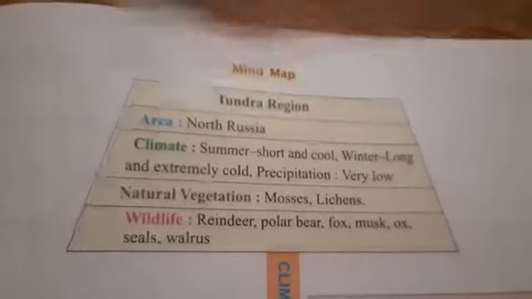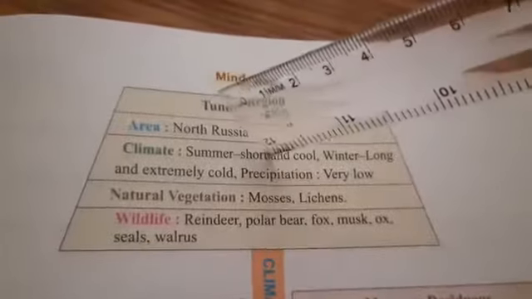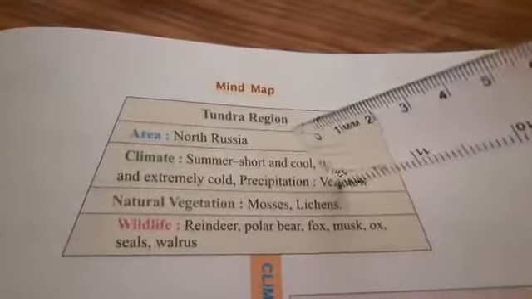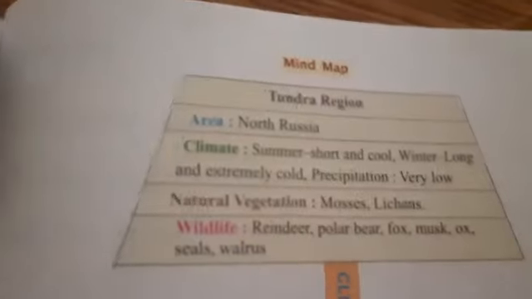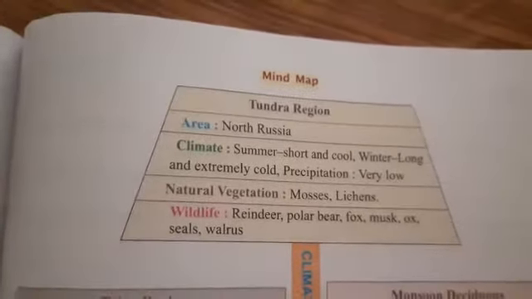Now coming to the tundra regions, the area that it covers is North Russia. What kind of climate does it have? Summers are short and cool, and winters are long and extremely cold. Precipitation is very low there. Natural vegetation is mosses and lichens, and the wildlife found here are reindeer, polar bear, fox, musk ox, seals and walrus. These areas are extremely cold and always covered with snow.